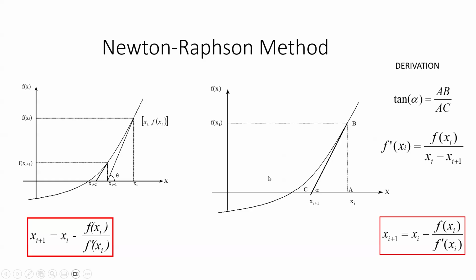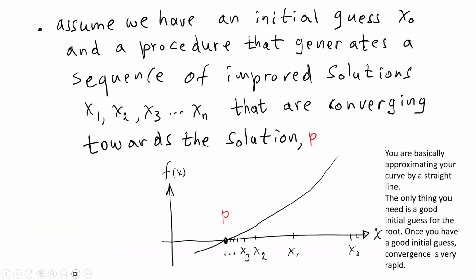Now we will look at the mathematical foundations behind this process. Assume we have an initial guess, x sub 0 or x sub naught, and a procedure that generates a sequence of improved solutions. See, this point P is a root of this function, and this is the initial guess. With each iteration, we improve our solution, and we converge to the root of this function.